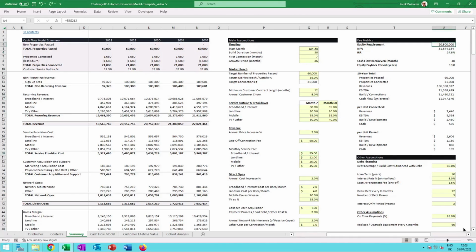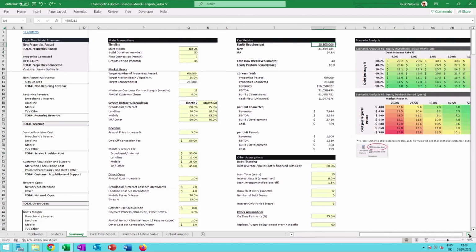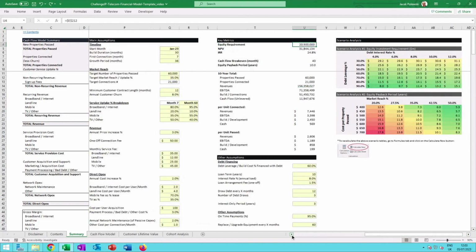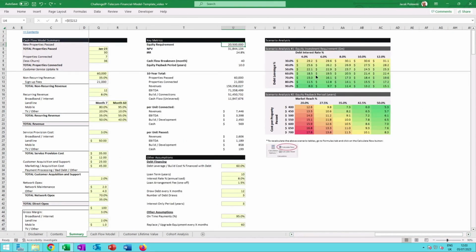Okay, and then you'll see that also to the right here, I've added some Excel data tables. What the Excel data table allows you to do is exactly this, a similar thing to what we've just done, but in a more automated way. So you can, for example, insert your assumptions for debt leverage in the column, and let's say your debt interest rate in your row, and then see how a combination of two different assumptions, in our case here, influences your equity requirement. Okay, so you see that here.